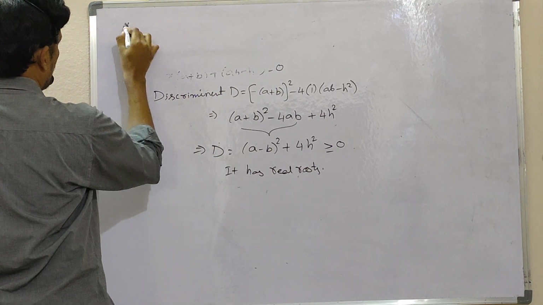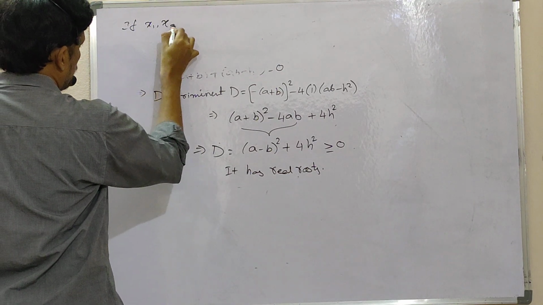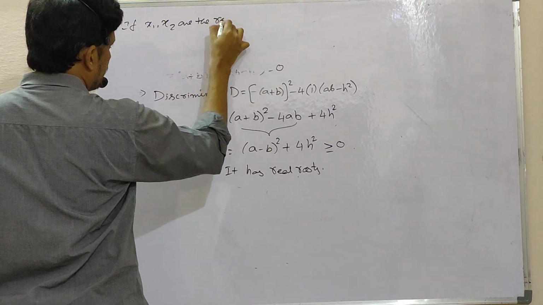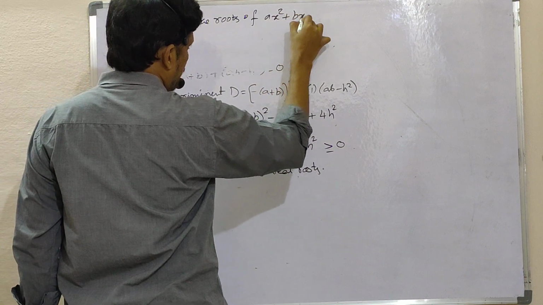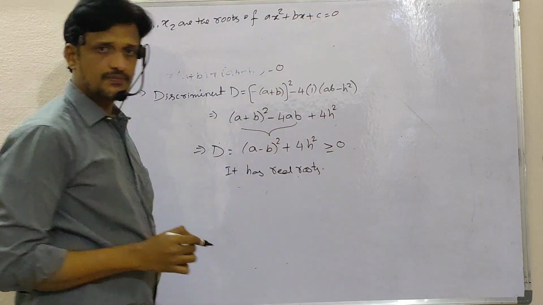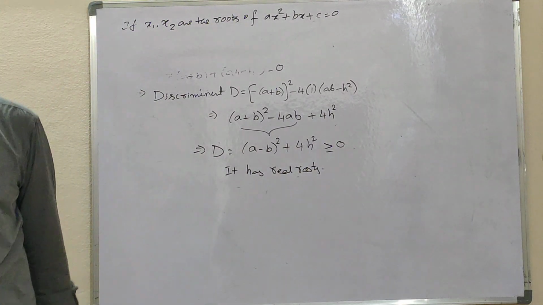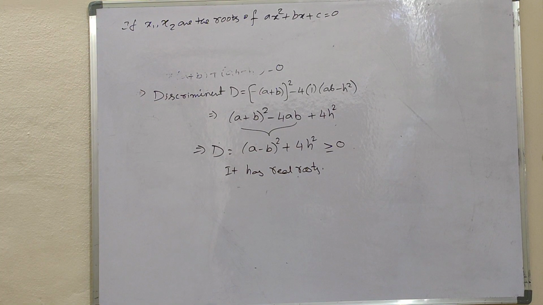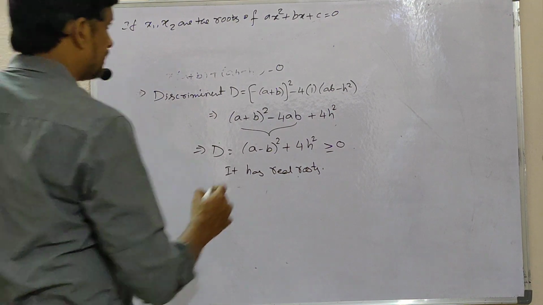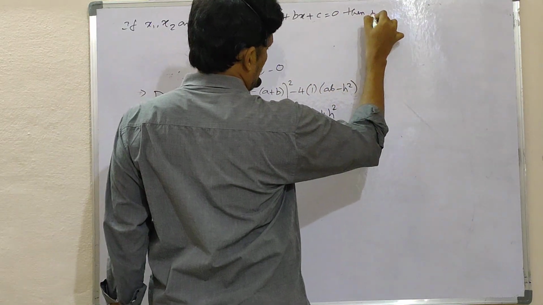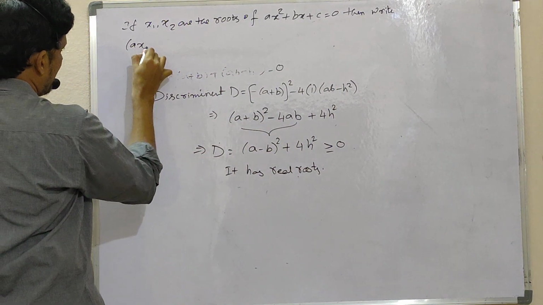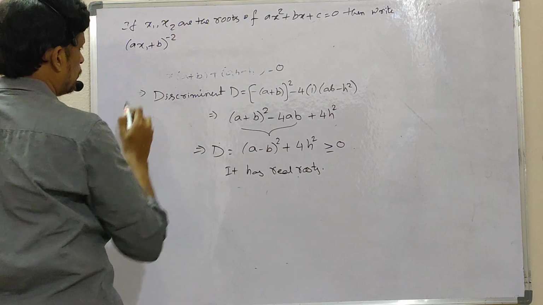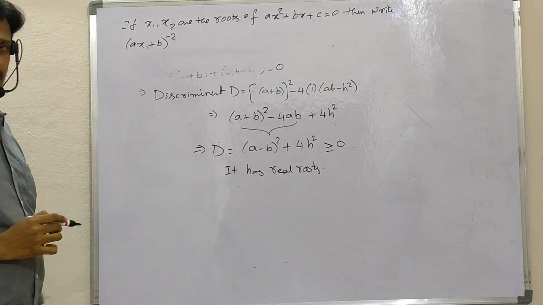Now the next one. If x1, x2 are the roots of ax² + bx + c = 0, then find the value of, or write the value of, (ax1 + b)^(-2). Just observe the given one.